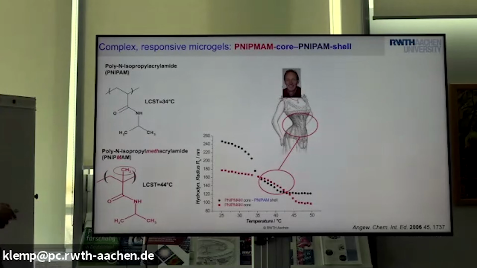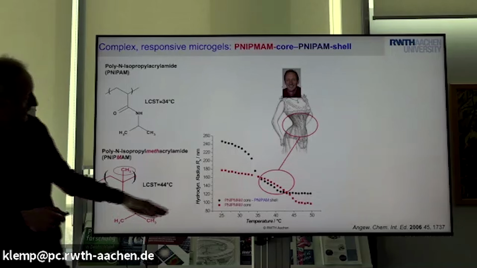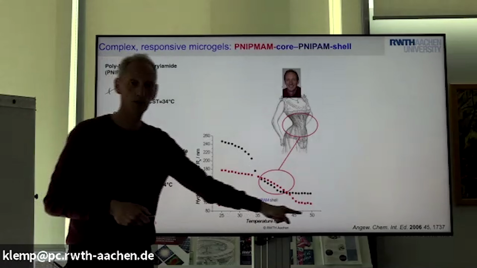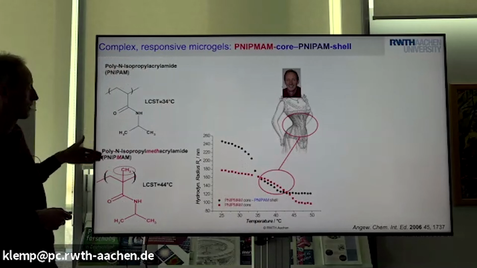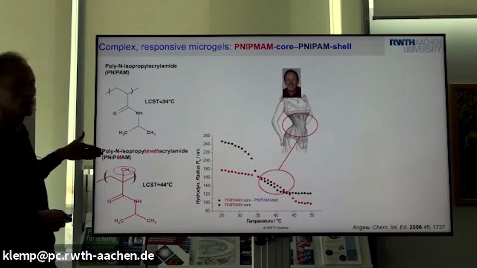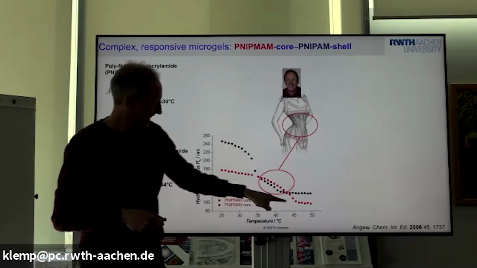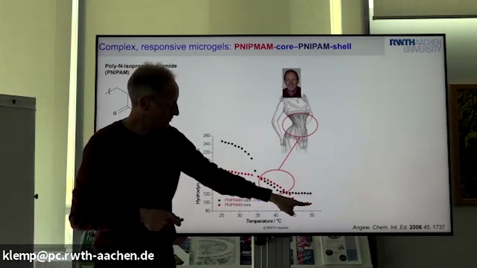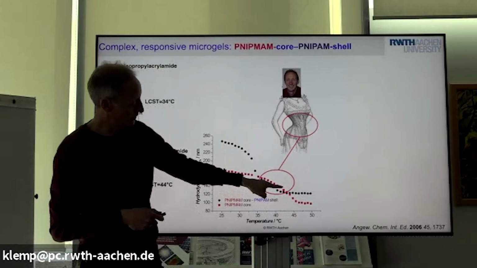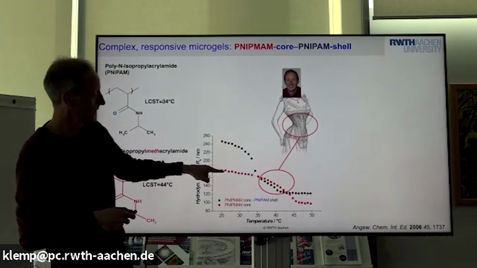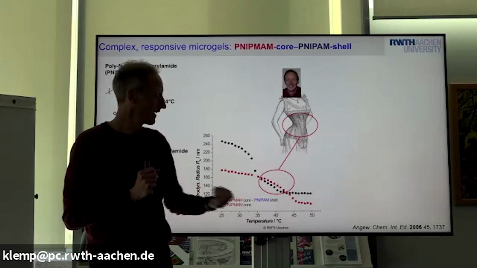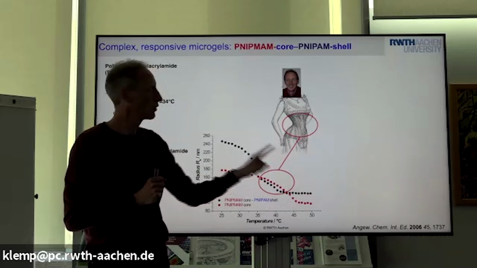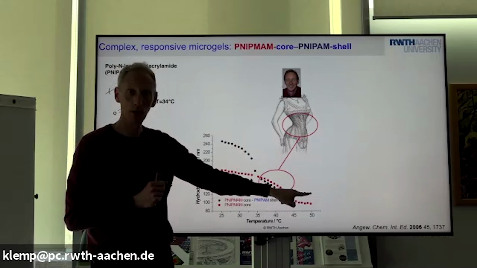And now we made core shell particles out of this. And I will go through this plot. What we have here is the size as a function of temperature. And the red curve is the microgel made from this poly-isopropyl methacrylamide. And it's small, collapses at high temperature, and it swells at around 42 degrees, 44 degrees centigrade. It starts to swell. Okay, now we use this as a seed for a second polymerization. And we polymerize a shell of polyNIPAM. Okay, so the object becomes bigger, the particle is bigger.